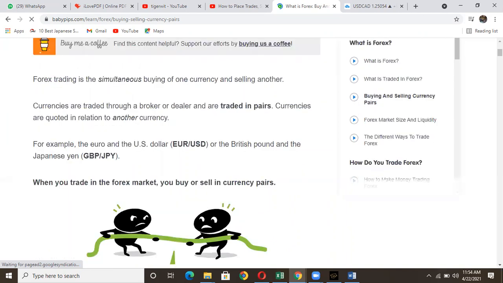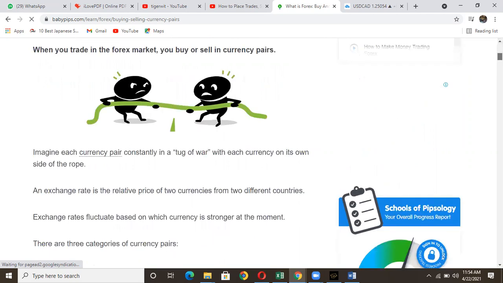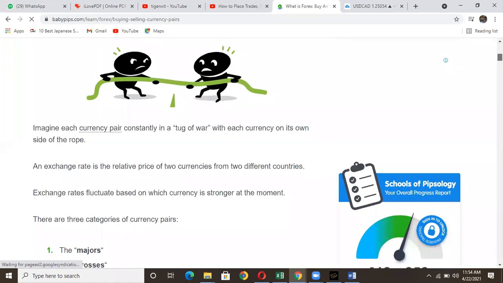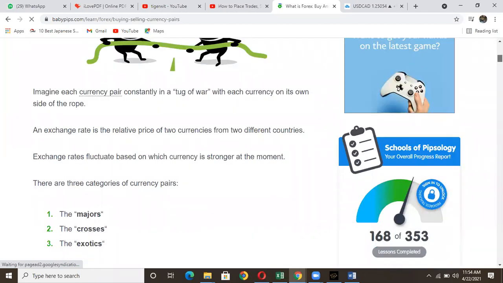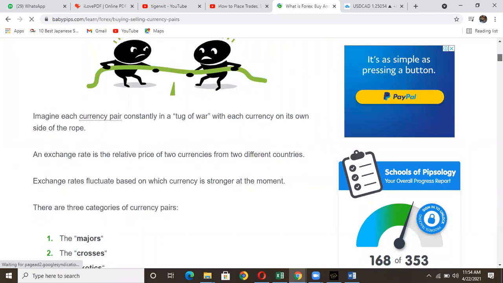So how do we buy and sell? Trading is usually simultaneous. I'm buying into the euro and selling the dollar. A good example is the euro and the US dollar, or the British pound and the yen. So I am basically buying and selling at the same time. Imagine it's a tug of war: one is pulling this side, the other is pulling the other side. We are looking to know which will be stronger than the other. Of course, whoever wins that tug of war is the currency that will be stronger than the other.